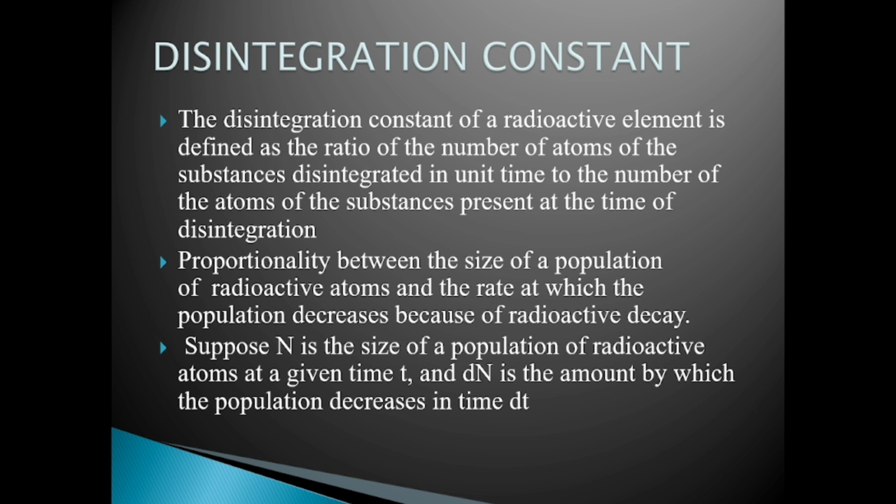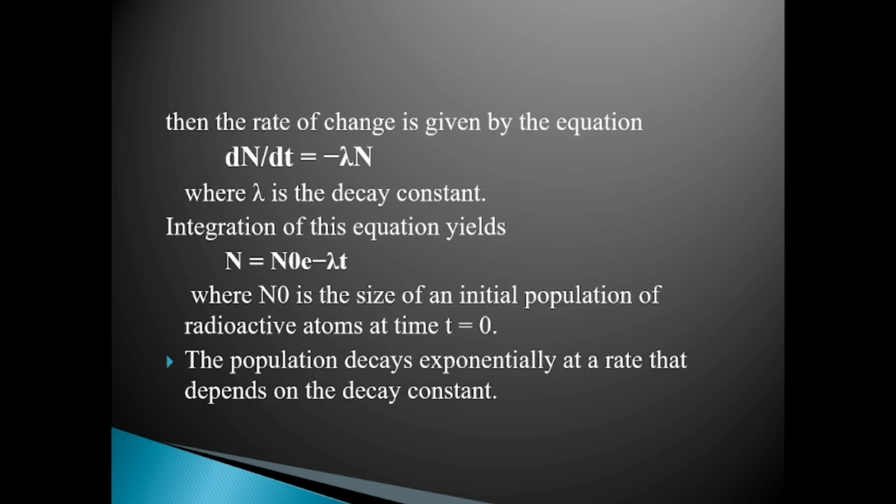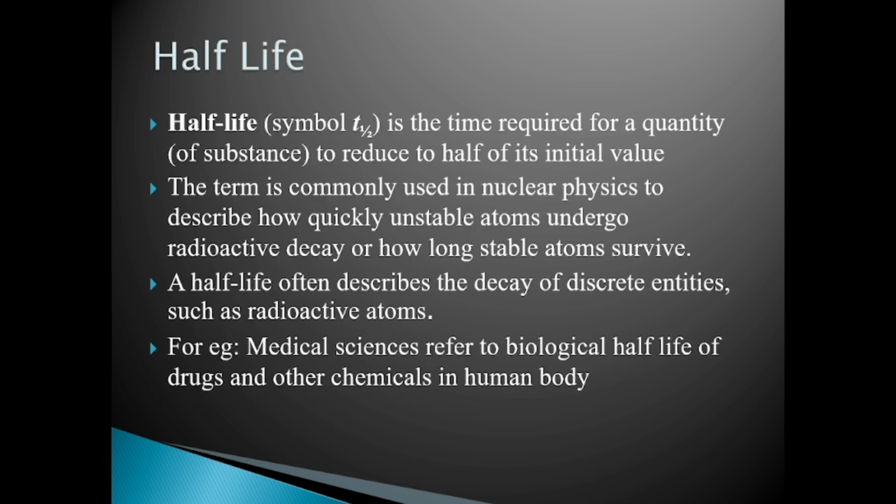Proportionality between the size of a population of radioactive atoms and the rate at which the population decreases because of radioactive decay. Suppose N is the size of the population of radioactive atoms at a given time t, and dN is the amount by which the population decreases in time dt. Then the rate of change is given by the equation dN/dt = -λN, where λ is the decay constant. Integration of this equation yields N = N₀e^(-λt), where N₀ is the size of the initial population of radioactive atoms at time t = 0. The population decays exponentially at a rate that depends on the decay constant.